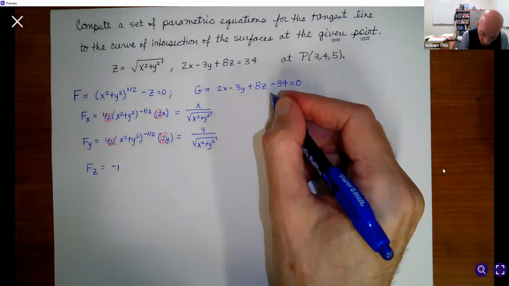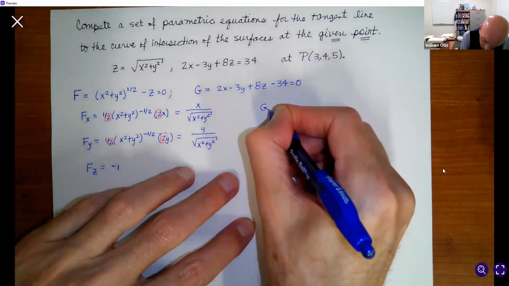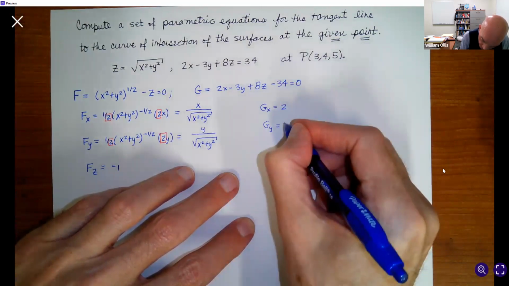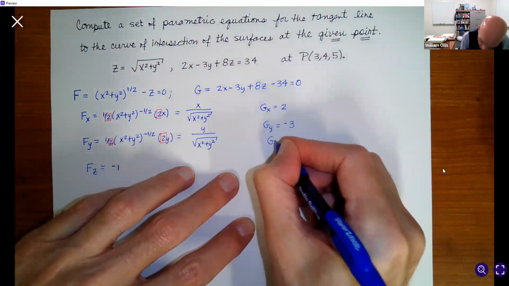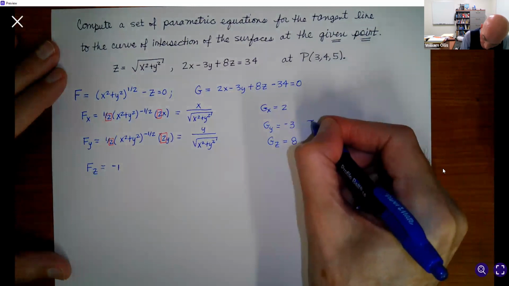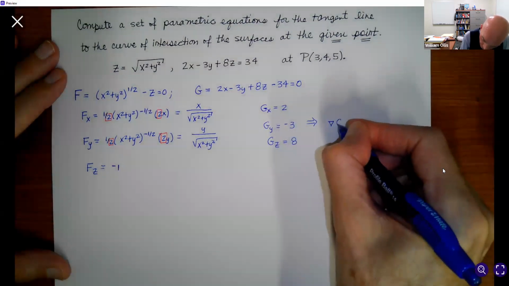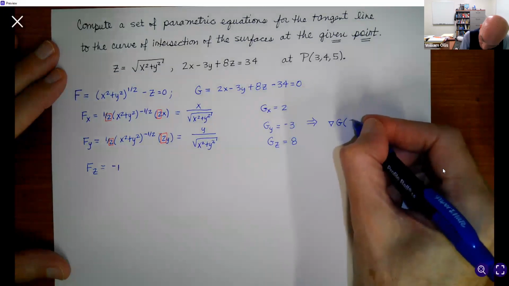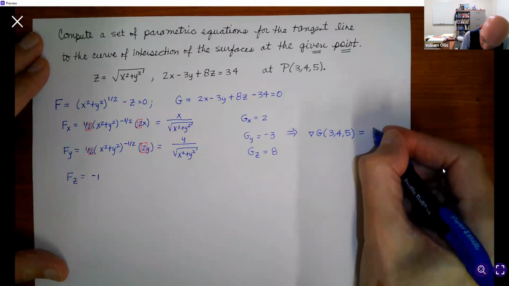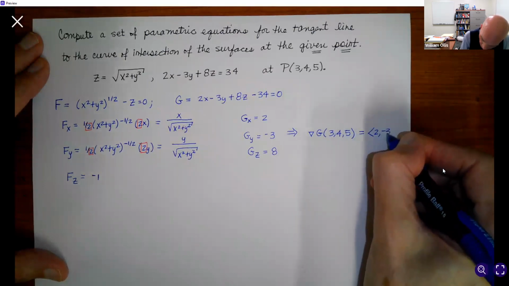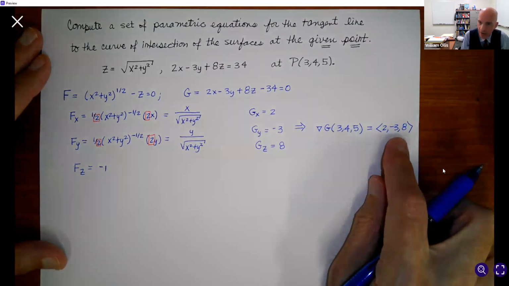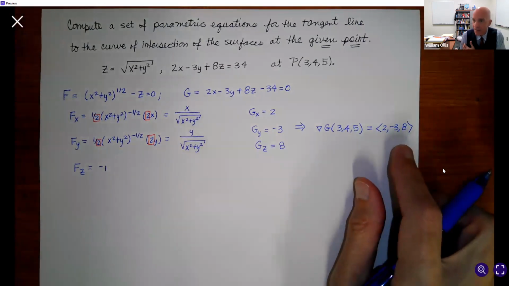Now, of course, over here, we have the normal built in. We don't even have to do the partials, but of course, it's consistent. So we have G_x is just 2, G_y is just -3, and G_z is +8. And now, well, we can go ahead and write this down. The gradient of G evaluated at (3, 4, 5) doesn't change, it's constant. We just have the vector (2, -3, 8). So we go ahead and write that down. And of course, we don't have any nice common factors there, so we'll leave that as it is.